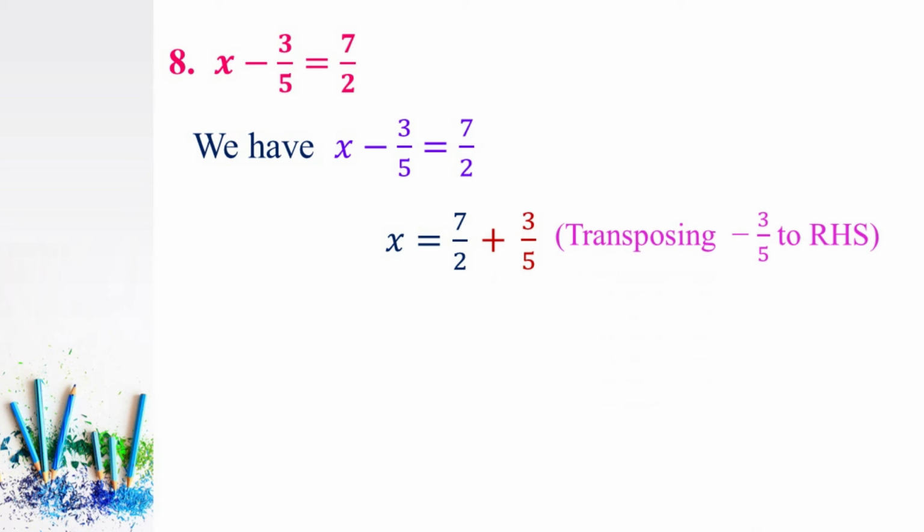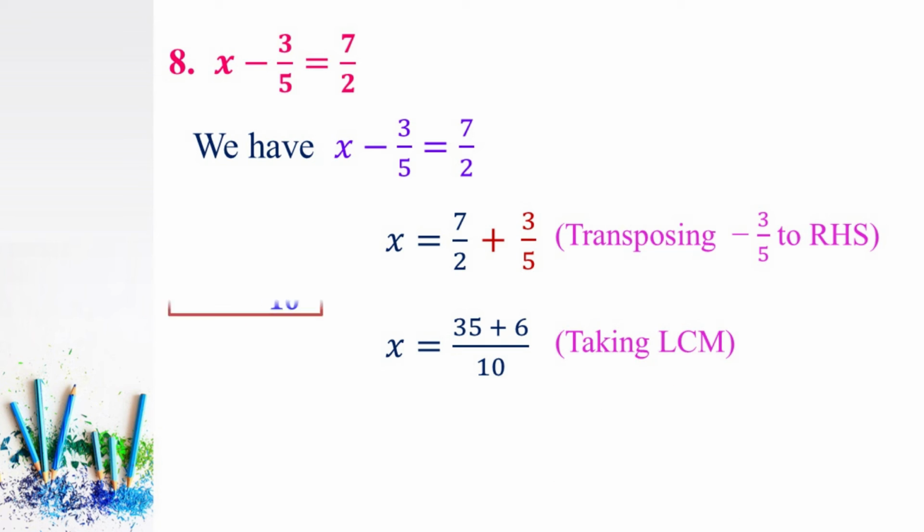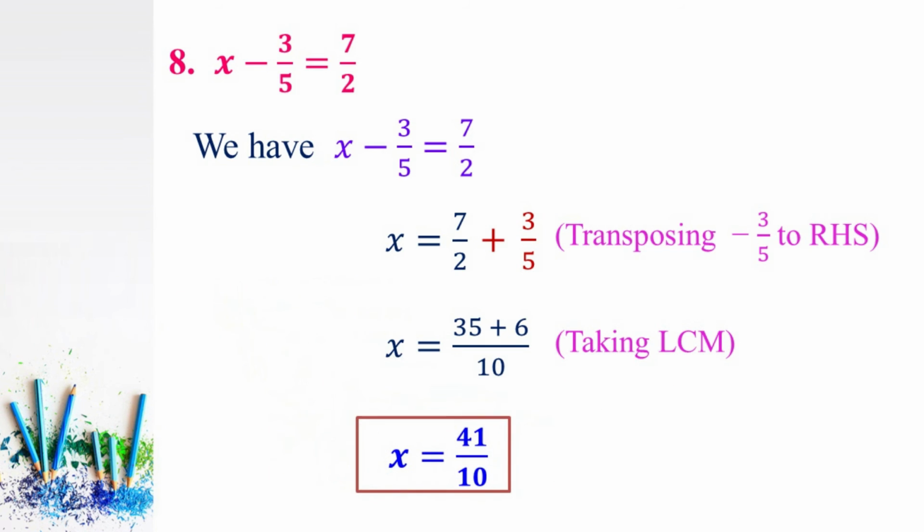Here 7 by 2 plus 3 by 5. The denominators are different. So we can take the LCM. The LCM of 2 and 5 is 10. Okay, x equal the cross product, 7 5s are 35, 2 3s are 6. So 35 plus 6 divided by 10. 35 plus 6 will get 41. 41 divided by 10. So the solution x equal 41 divided by 10.